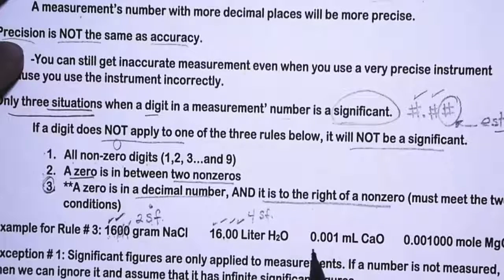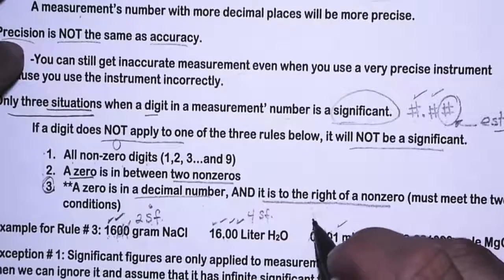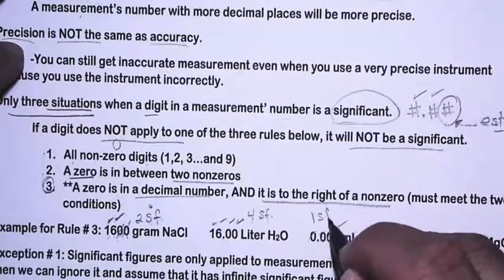Now, let's look at 0.001. First of all, we know the 1 is significant. But look at these 0s. All the 0s are in a decimal. That's good. What about part 2 of rule number 3? Are they to the right of a non-zero? No. So therefore, they are not significant. So this measurement only has one significant figure.